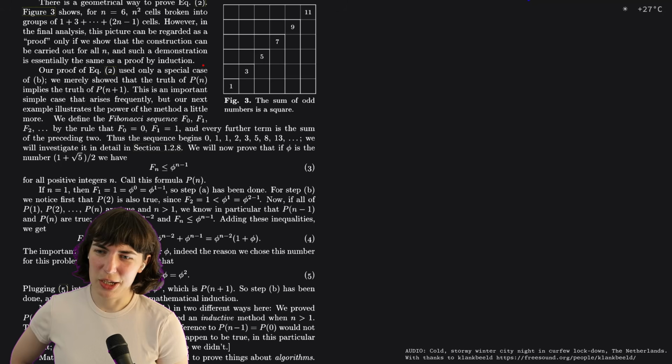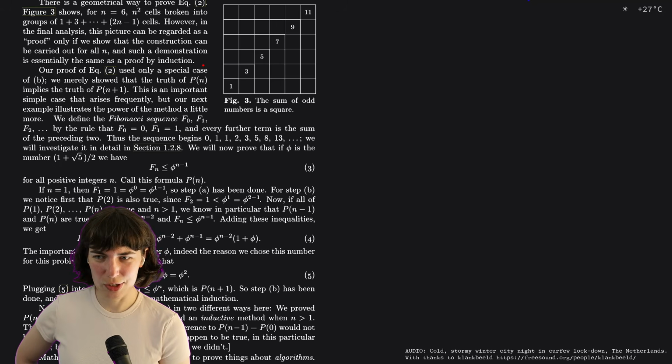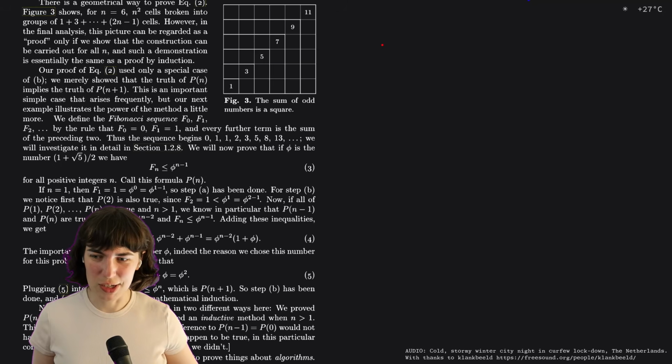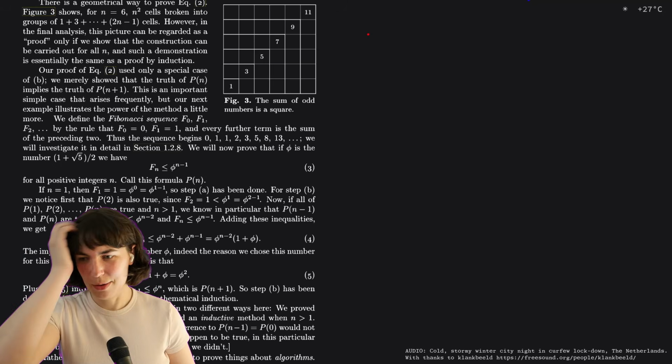We define the Fibonacci sequence, f0, f1, f2, etc. by the rule that f0 equals 0, f1 equals 1, and every further term is the sum of the preceding two. Thus the sequence begins 0, 1, 1, 2, 3, 5, 8, 13, etc. I've actually been puzzling over the Fibonacci sequence a bit recently. Always a bad idea.